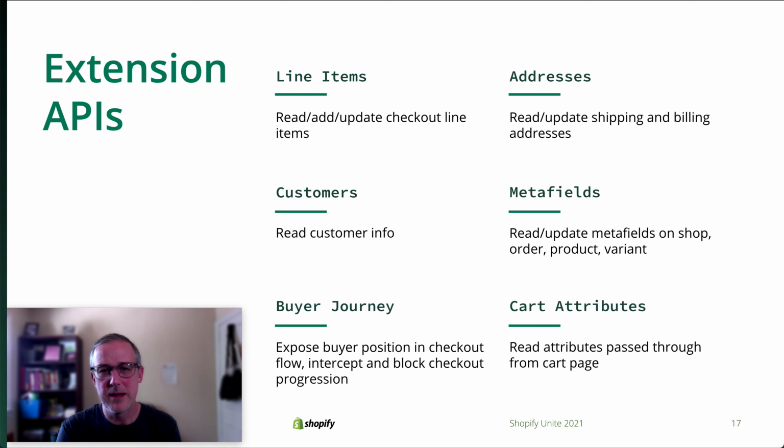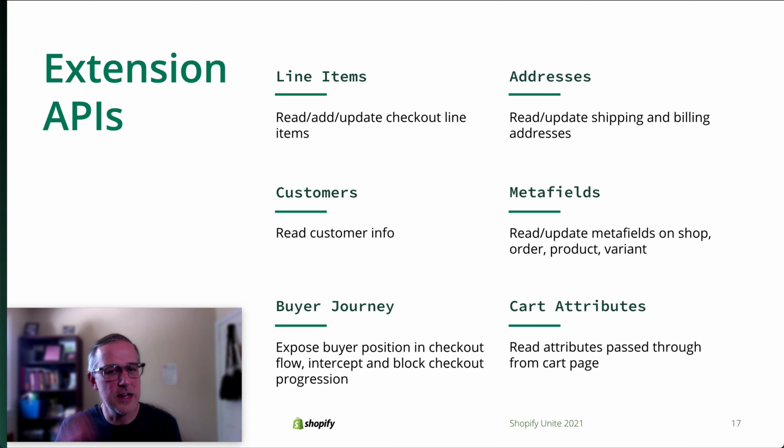For more advanced applications, you can also access and update custom meta fields stored on the product, variant, or shop. You can also add meta fields to the order that will be produced when the checkout completes. You can also access information about the buyer journey. This tells you what page of the checkout they're on and lets you intercept and block progress between pages. Think, for example, of an age verification check or a safety warning, where you want the buyer to acknowledge it before proceeding.